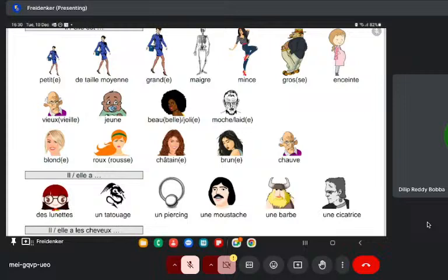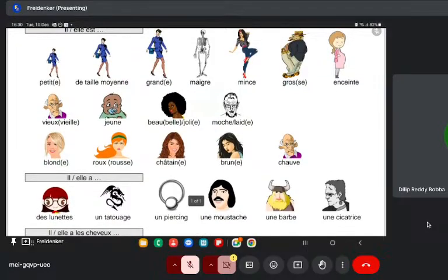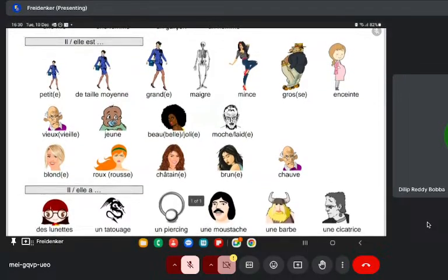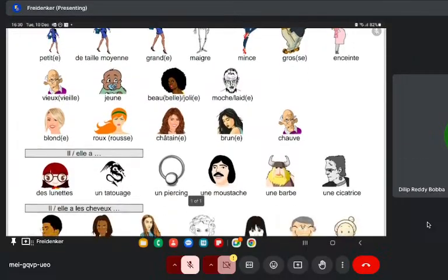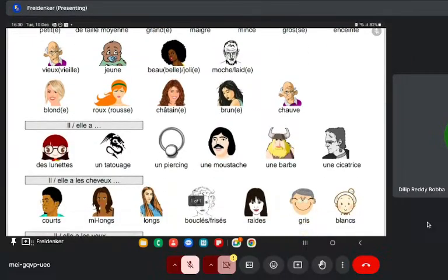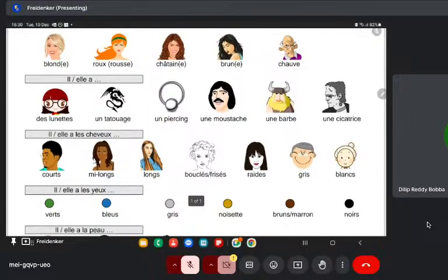Chauve. Okay, chauve is bald. So this person is bald. I should have made that out since this person was placed beside all these people with colorful hair. Chauve is bald, male or female, it's the same word.